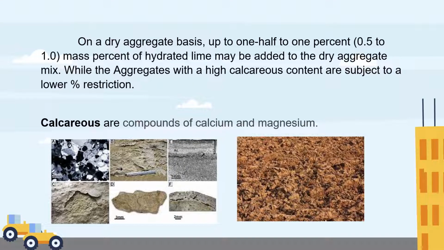On a dry aggregate basis, up to 1/2 to 1 mass percent of hydrated lime may be added to the dry aggregate mix, while aggregates with high calcareous content are subject to a lower percent restriction. Calcareous materials are compounds of calcium and magnesium, and these are some examples of the calcareous. Next.